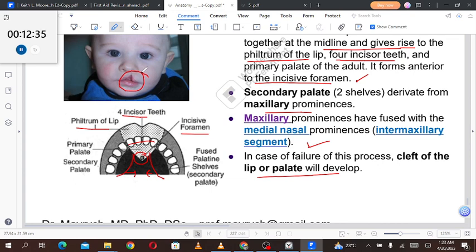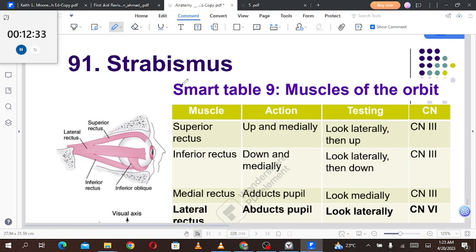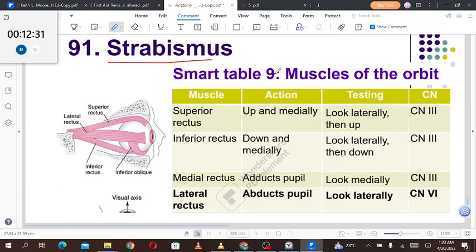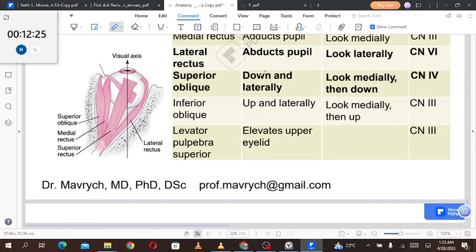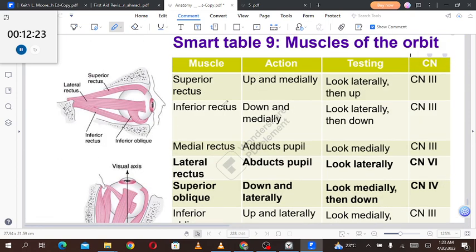Then moving forward to point number 91, about strabismus, also called squint. This is smart table number 9. The muscle is the superior rectus. The action is up and medially. Testing: look laterally and then up. To check the superior rectus, we ask the patient to look laterally and then upwards, and the cranial nerve that supplies it is cranial nerve 3.